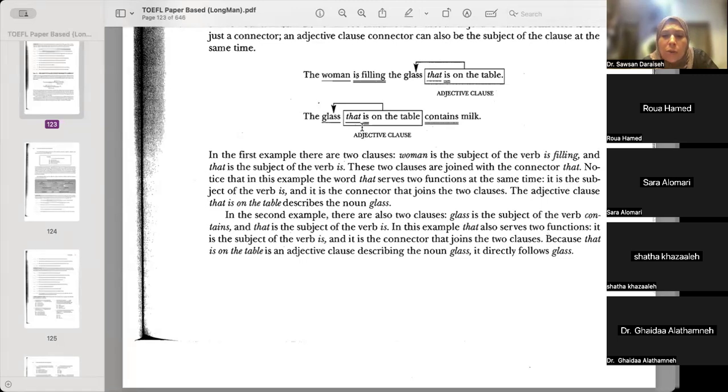Once we say two clauses, there must be a connector, a proper and suitable connector, okay? Because that is on the table is an adjective clause. This is what we call an adjective clause. It describes the noun, what? Glass. It directly follows glass, this adjective clause, okay?